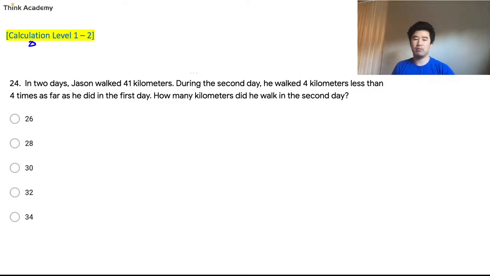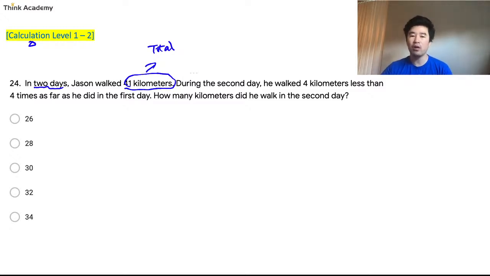All right, so let's start analyzing this problem. Here, we are going to travel using 2 days. So Jason walked total. This is total. Okay, circle this key information. Guys, if you have a hard time doing word problems, always circle out the key information, all right?